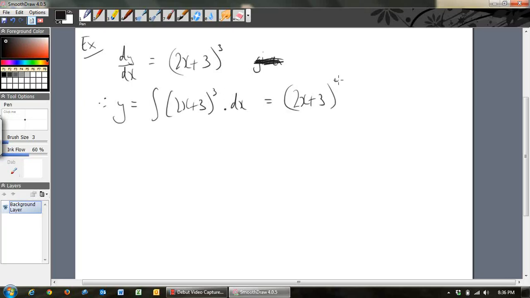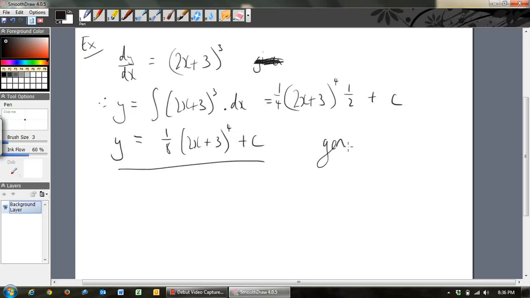You raise the power by 1, to 4. You divide by 4. Put that out the front. And you also need to divide by the 2 in here, so I'll just put a half out the front there, plus c. Okay, so that's equal to, I'll just clean that up a bit, 1/8 (2x plus 3) to the power 4 plus c. So y equals that, and that is your general solution. We've got the c there, it's a general solution, and we can't find out c, we haven't been given another point.